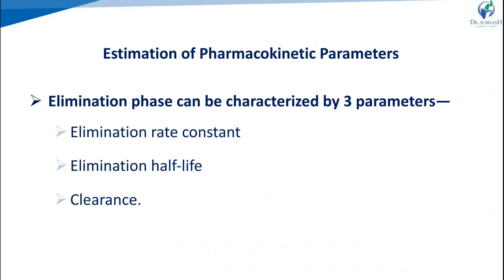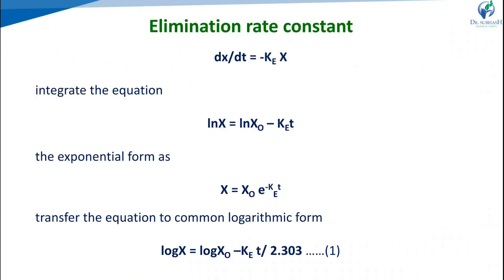Now, the estimation of pharmacokinetic parameters. For a drug that follows one compartment kinetics and is administered by rapid IV injection or IV bolus, the decline in plasma drug concentration is only due to the elimination phase. We do not consider the absorption phase. So for estimating the pharmacokinetic parameters, we only find the elimination phase based criteria. There are three criteria: elimination rate constant, elimination half-life, and clearance. We will find them one by one.